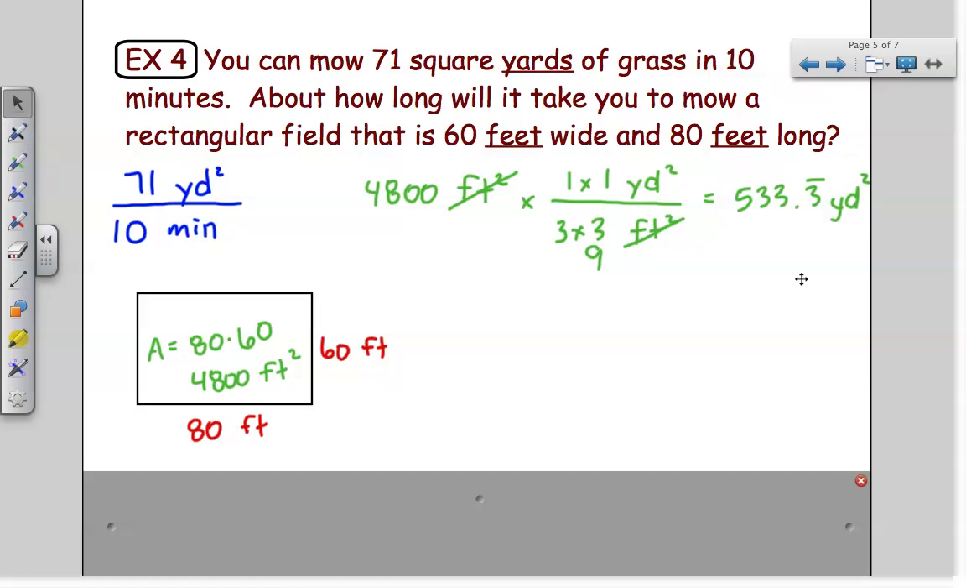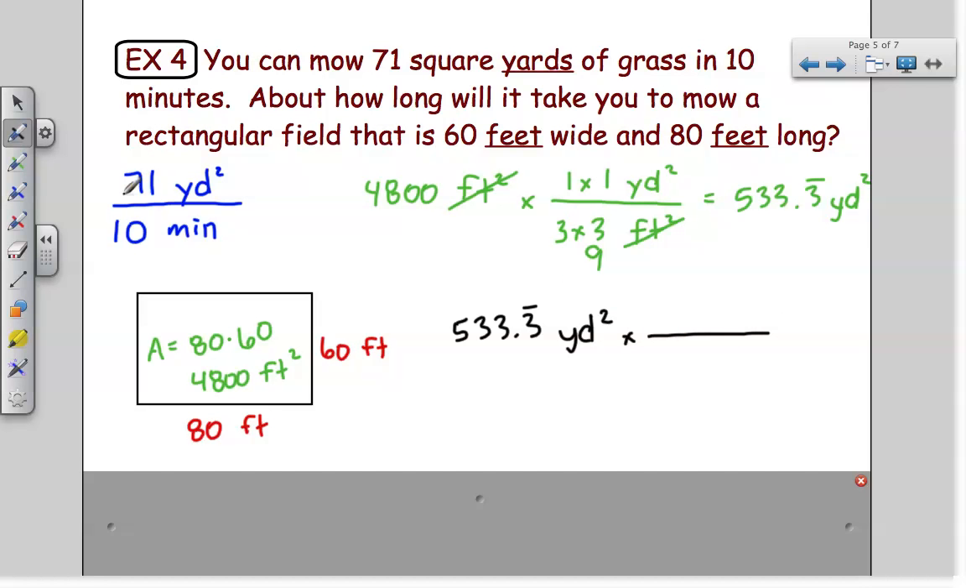Actually, maybe we'll just delete that. Okay. Now that I know it's 533.3 repeating square yards, I need to know how many minutes, right? How long will it take you to mow this field? One more calculation to do. I take my 533.3 repeating square yards, and I need to know how many minutes it's going to take.